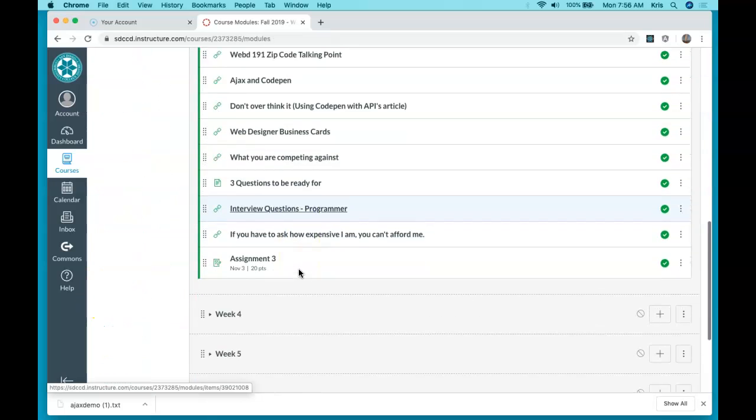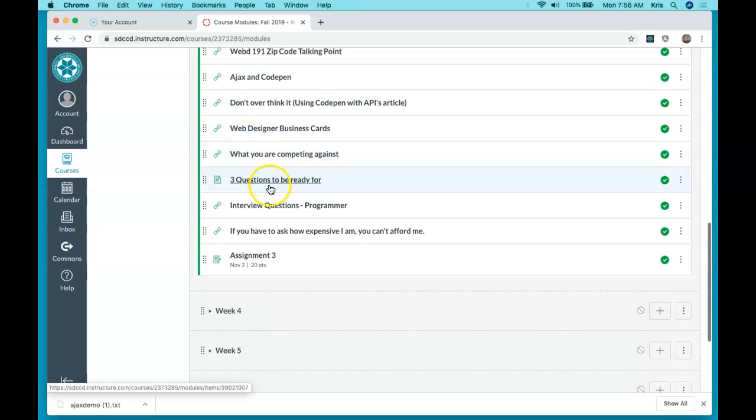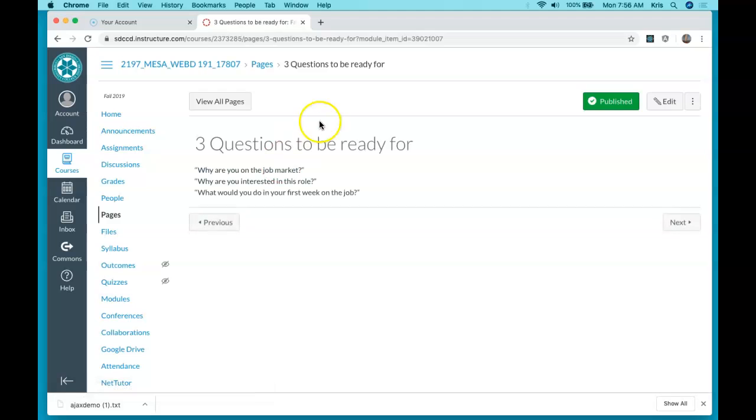So we go back to week 3. You'll see 3 questions to be ready for. Why are you on the job market? Why are you interested in this role? And what would you do in your first week on the job? These are usually filter questions that a human resources representative would ask you. I want you to start thinking about that, just think about this every time you go through this process. Those 3 questions are the ones to be ready for.